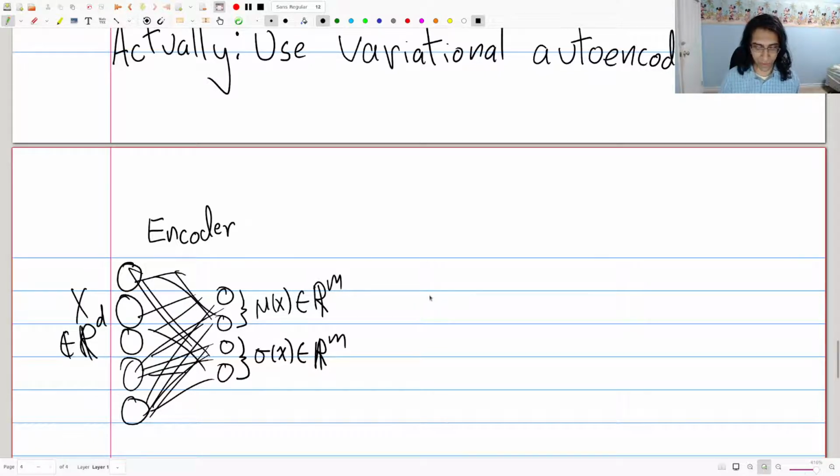And what is the decoder? You might be wondering, what do you do with this mu and the sigma? Well, this decoder is going to be over here.